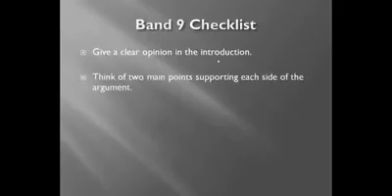So let's look at some things that you need to do in order to get a band 9. You have to give a clear opinion in the introduction. You must do this because, as I said many times, your opinion needs to be clear throughout the whole of the essay. You need to think of 2 main points supporting each side of the argument. So you have to think of one relevant point for one side and at least one relevant point for the other.